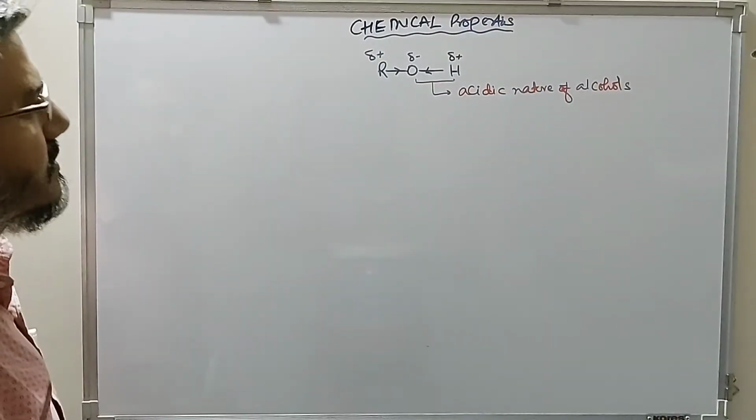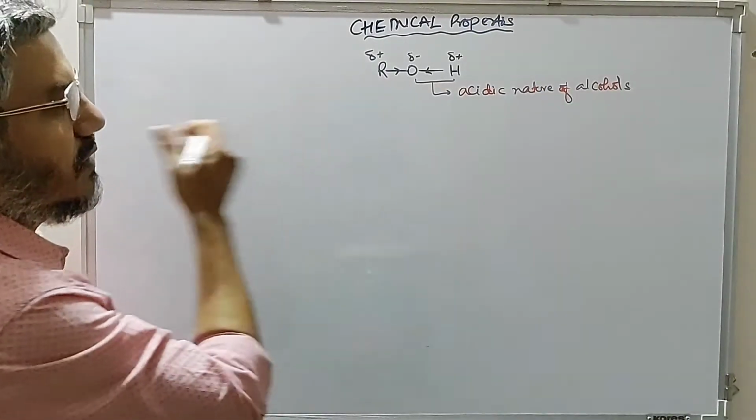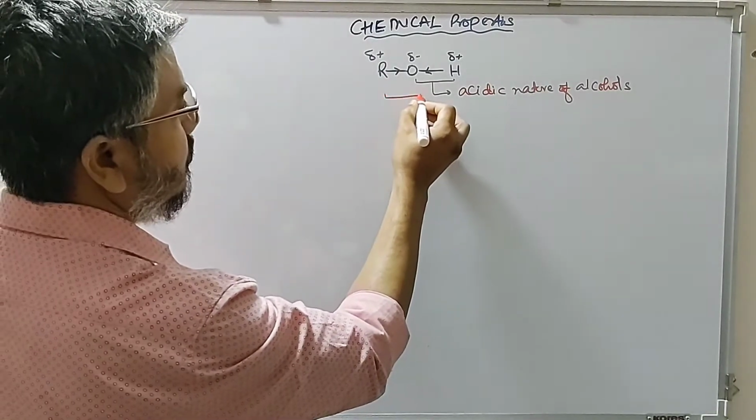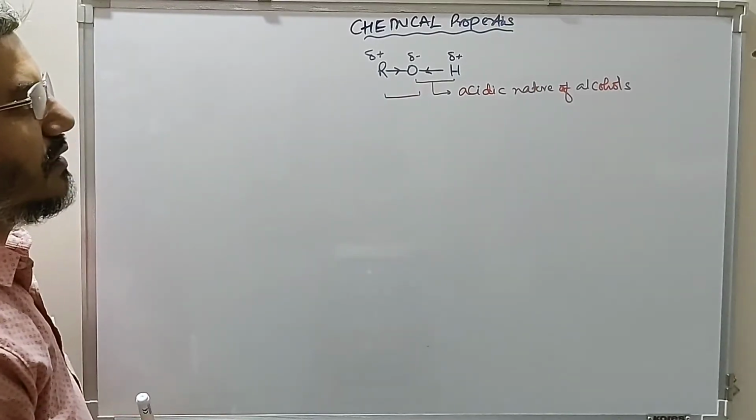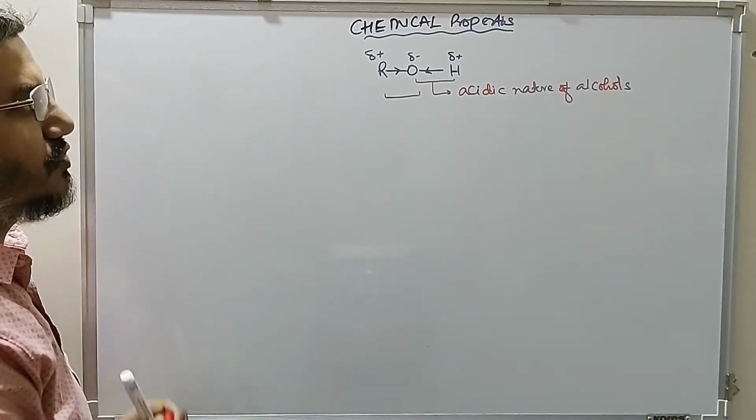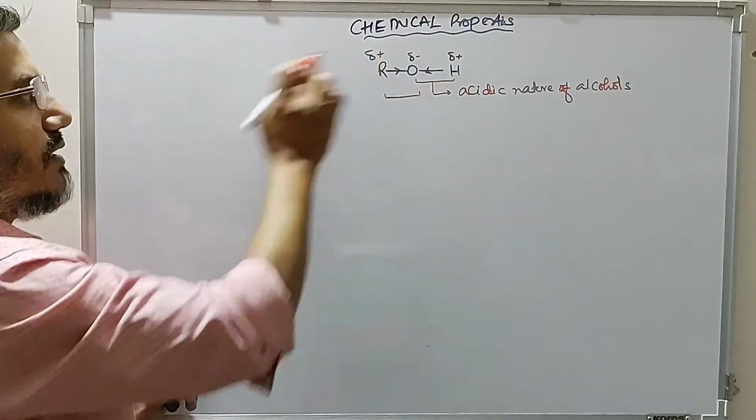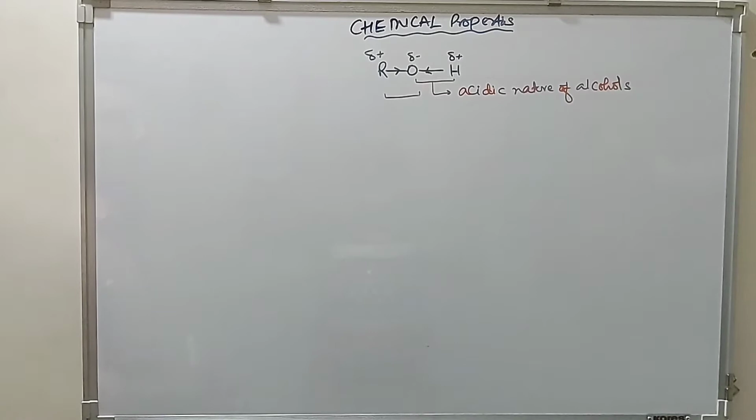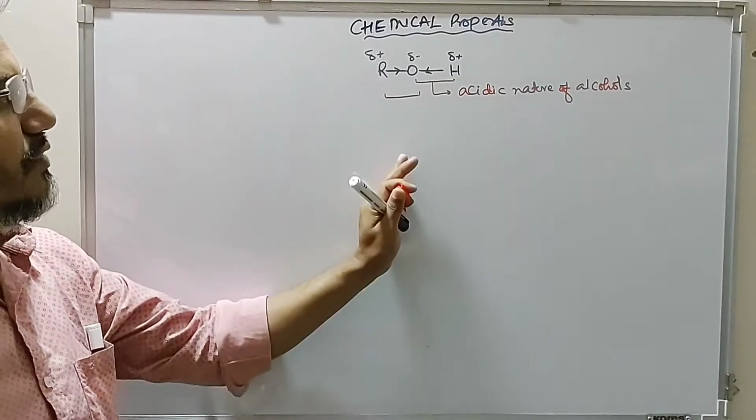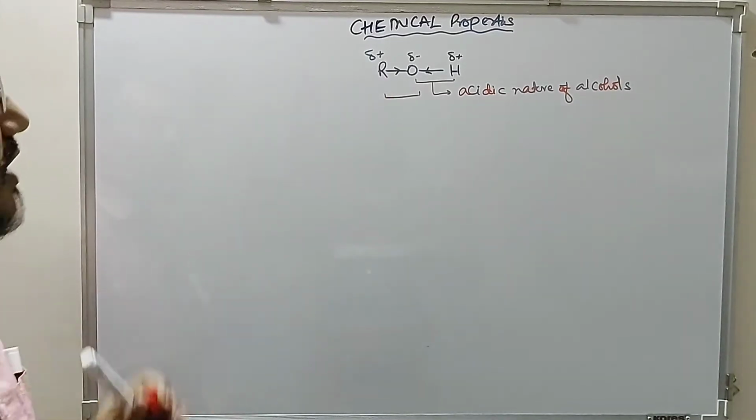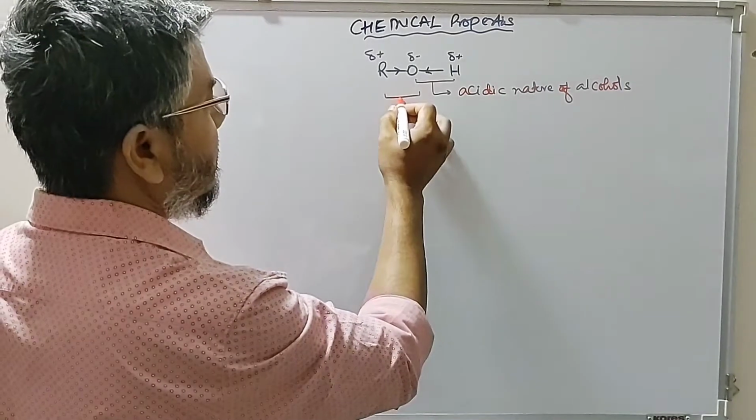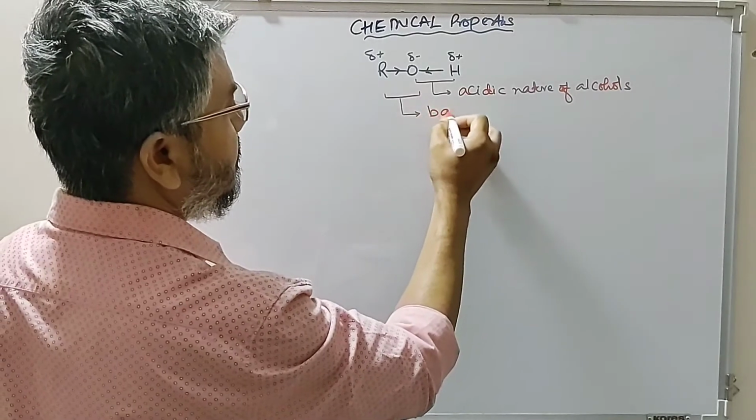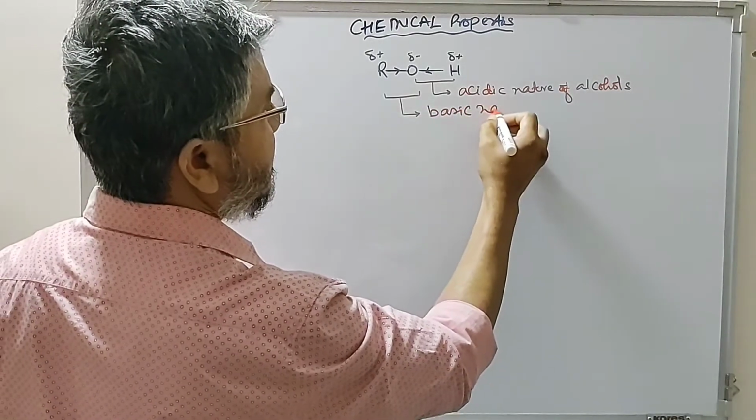And again, if you look at this R-O bond, the carbon-oxygen bond is again polarized. Oxygen is more electronegative than carbon, so oxygen is negatively polarized and carbon is positively polarized. This polarization of the R-O bond gives rise to breaking of the R-O bond. If the R-O bond breaks, then this bond breaking shows the basic property or the basic nature of alcohols.